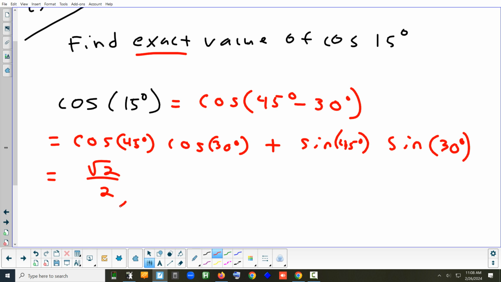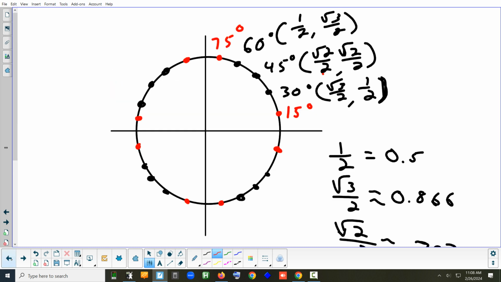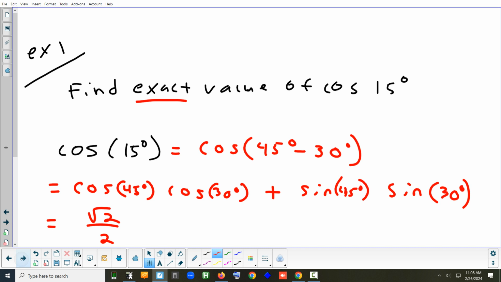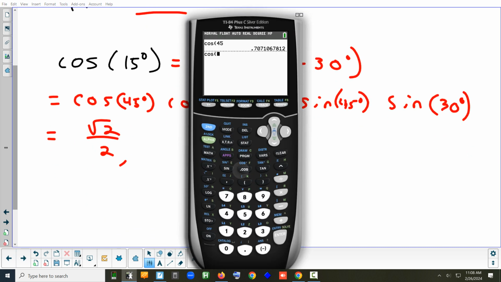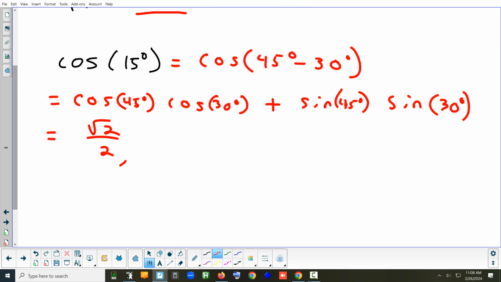Now, cosine of 30. We already have the coordinate for 30, so it doesn't take that long to figure it out. What's the cosine of 30? Yep. It's square root 3 over 2. But if you didn't have the coordinate all done out and you couldn't remember it, you could type it in. You're going to get 0.866. And now you need to remember that that's root 3 over 2.